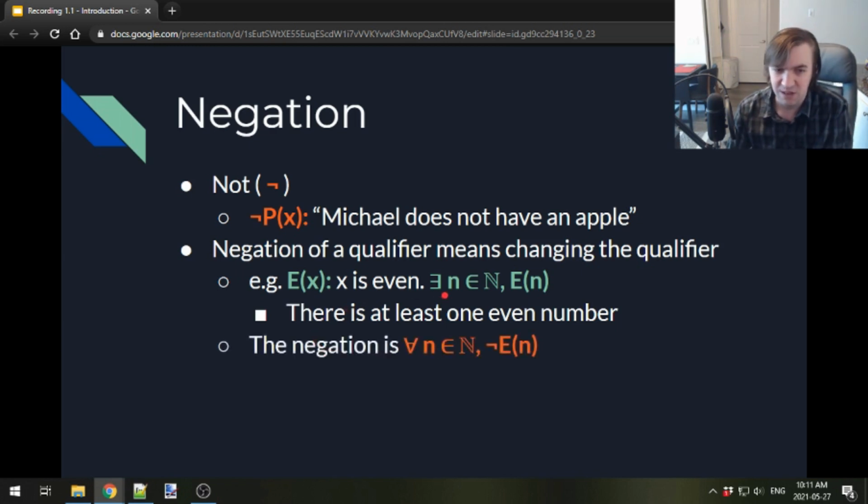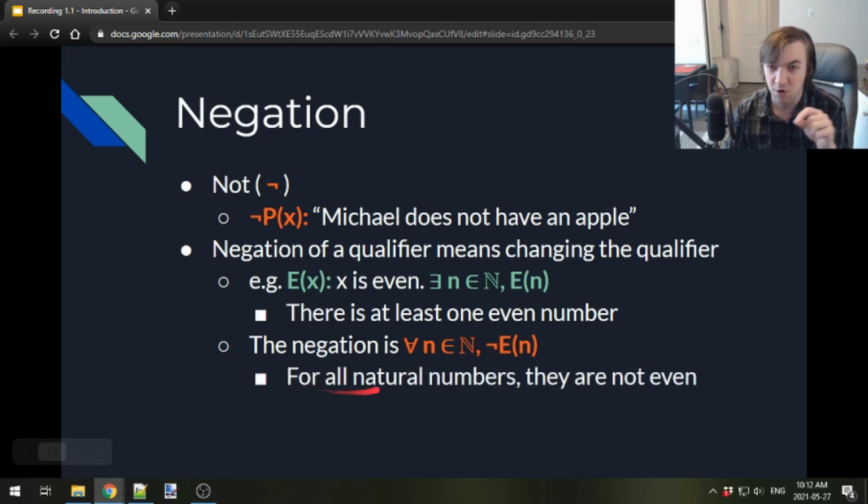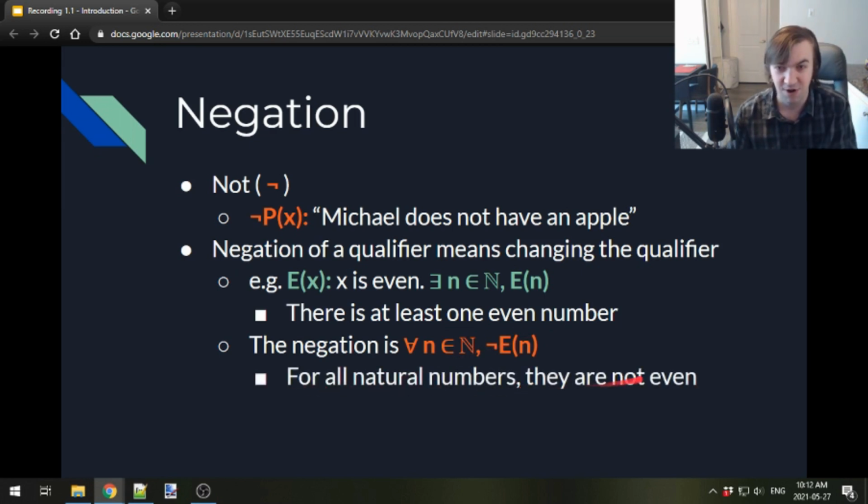If you want to negate this, you go through here and you pretty much apply negation to every part of it, meaning that "there exists" becomes "for all," "for all" becomes "there exists," and if there are predicates, they become "not" that. So the negation of "there is at least one even number" becomes "for all natural numbers, they are not even." And we know, of course, this is false because there is a natural number that is even. It's 2, the one I said.